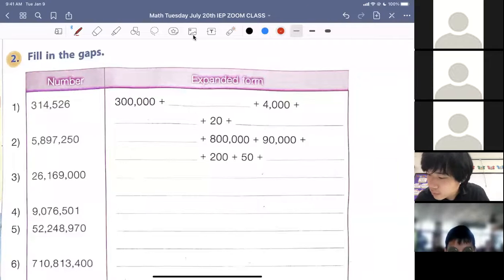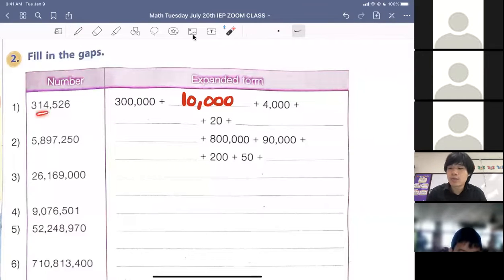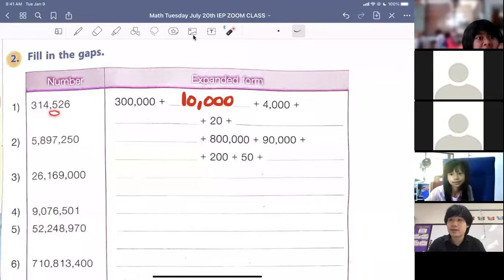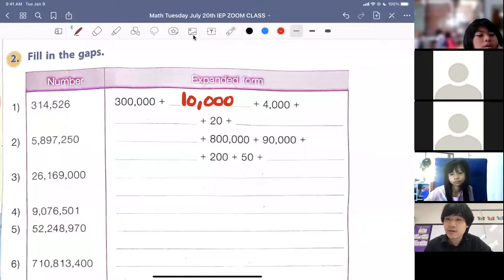Going to write 10,000. Very good, right? So that 1 represents 10,000. So next we plus 4,000. This 4 represents 4,000. Plus, what does this 5 mean? It's in the hundreds. So it's 5. What is it?